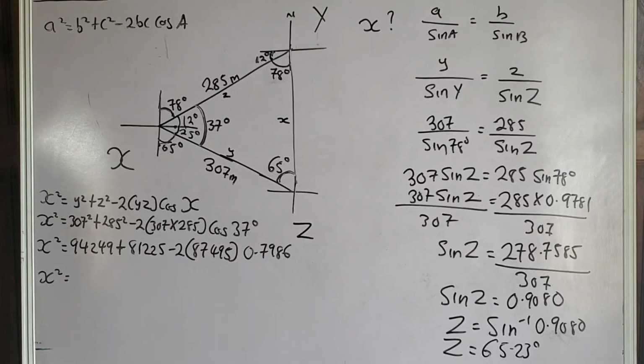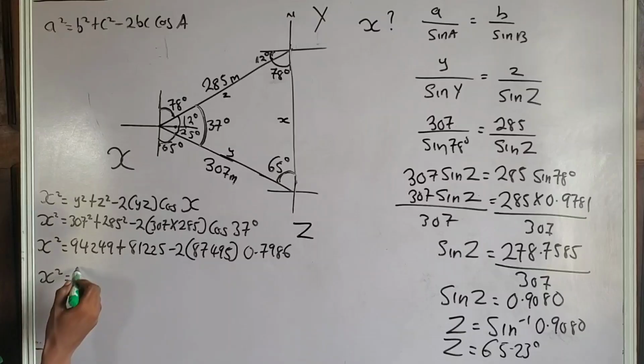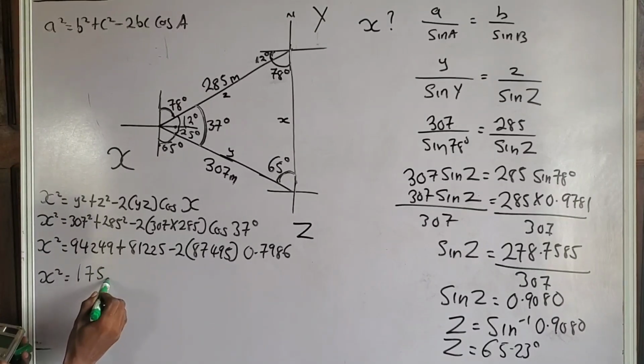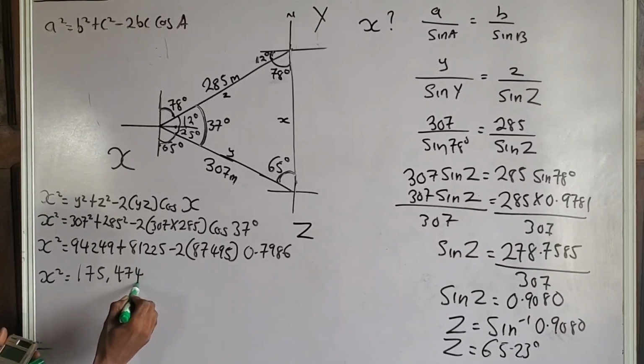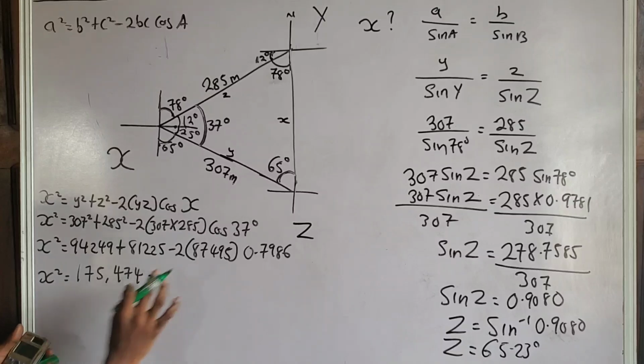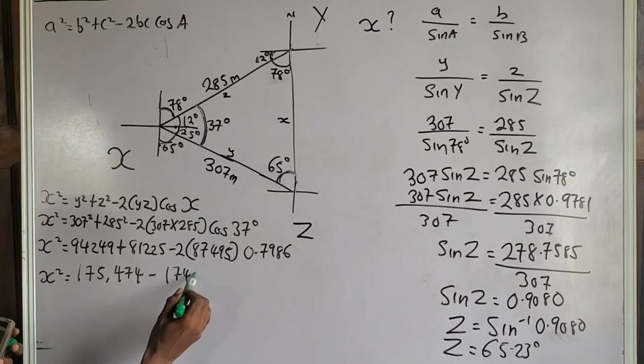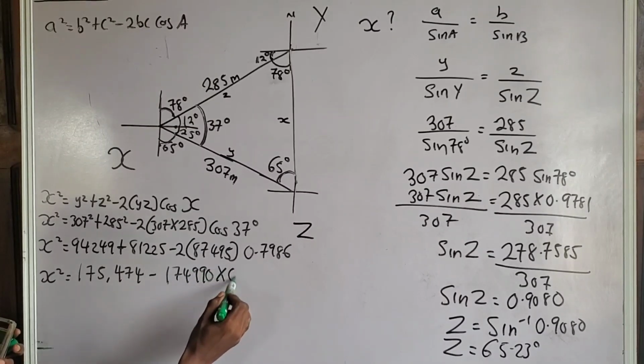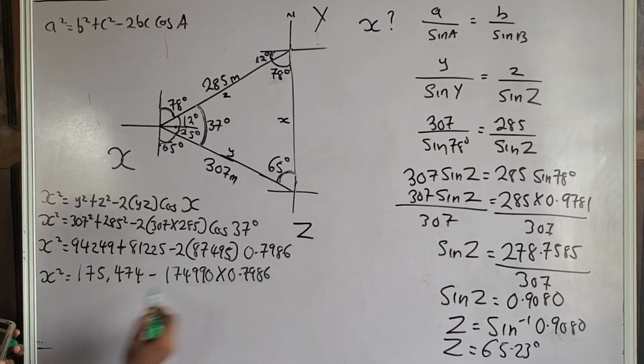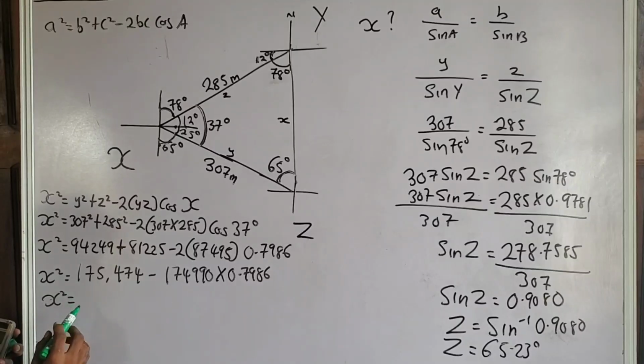So x squared is equals to 94,249 plus 81,225. That is 175,474 minus 2 multiplied by 87,495. That is 174,990. So for this, I'm going to have 174,990 times 0.7986.